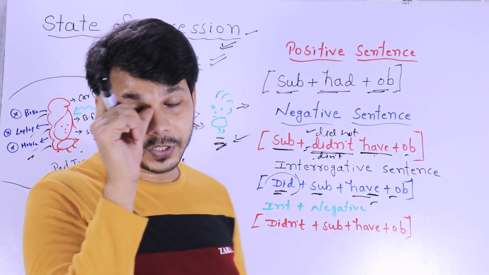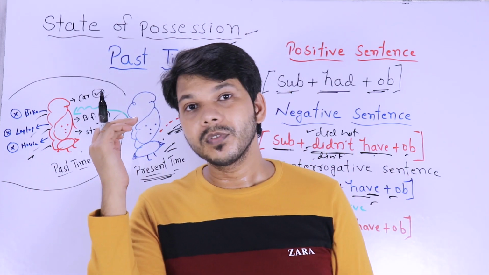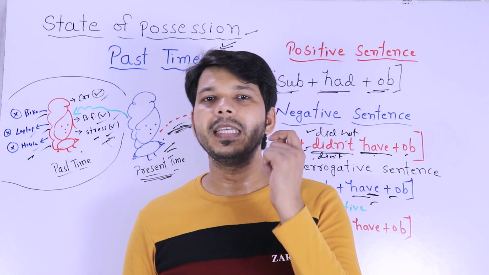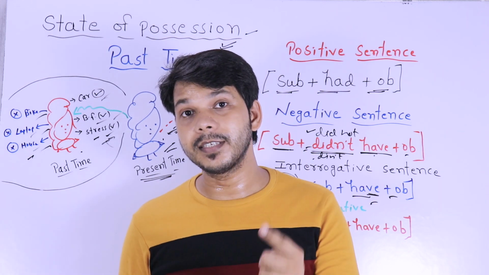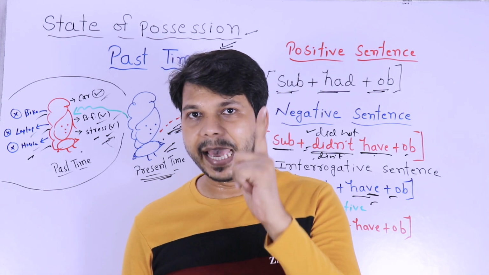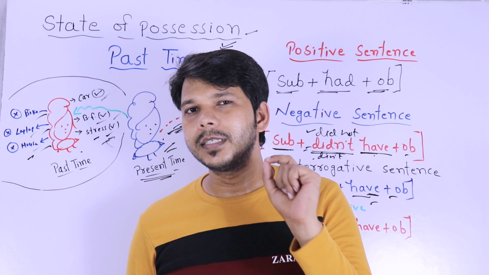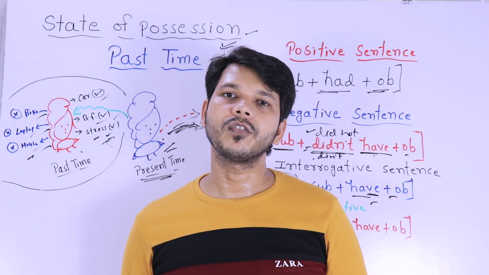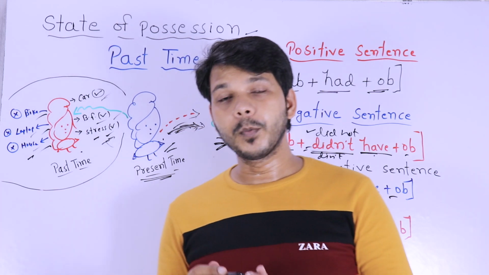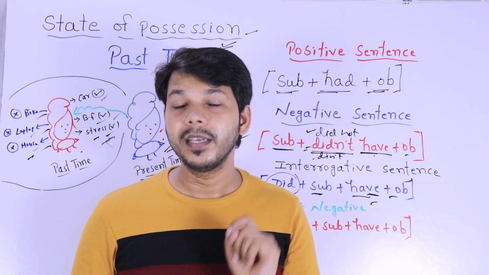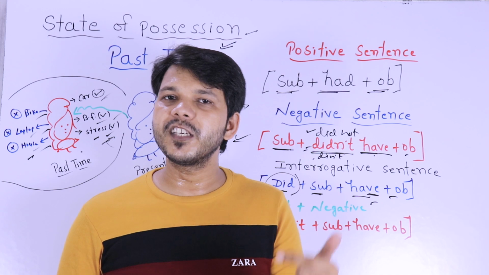So if you're asking a question, okay, excuse me, did you have a car in 2010? The answer has to be either positive or negative. If the answer is positive, it will take had. Yes, I had a car in 2010. No, I didn't have a car in 2010. So are you getting what I'm saying? For positive had, for negative didn't have, not had. For interrogative did plus subject plus have.